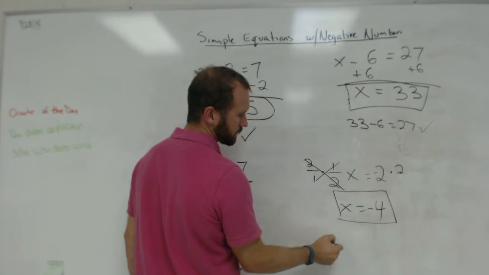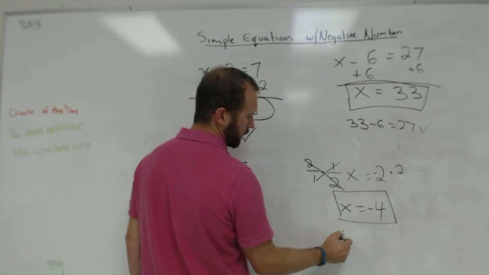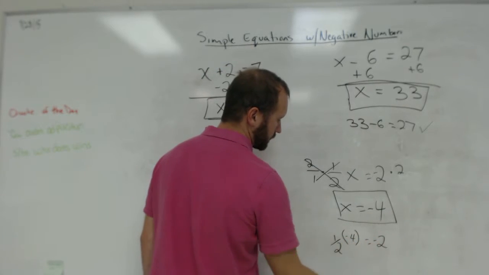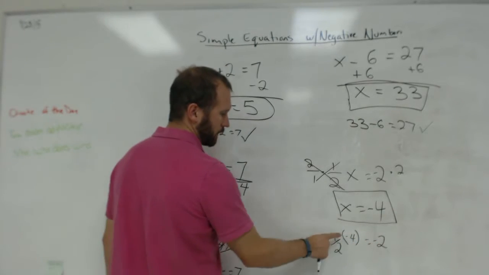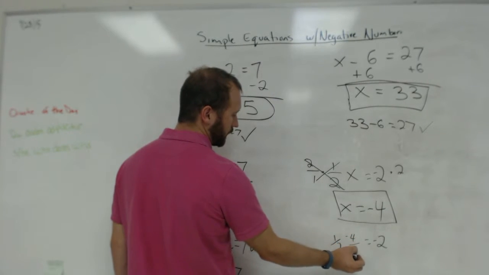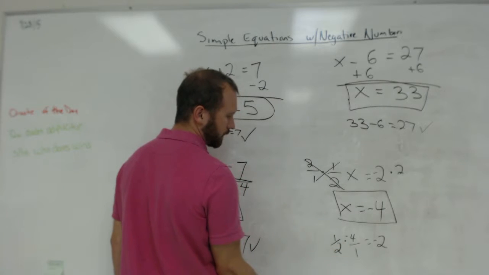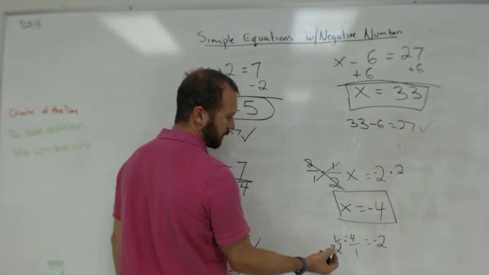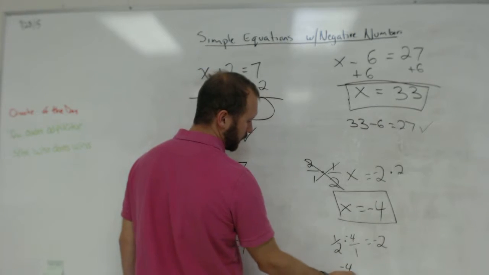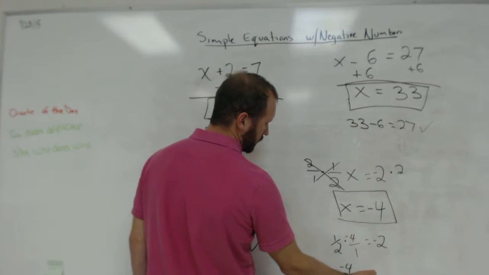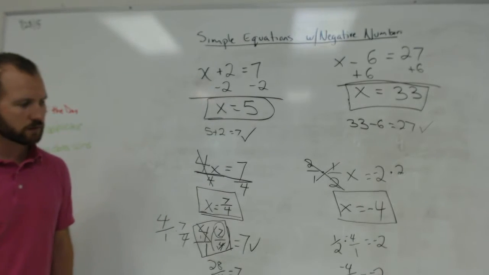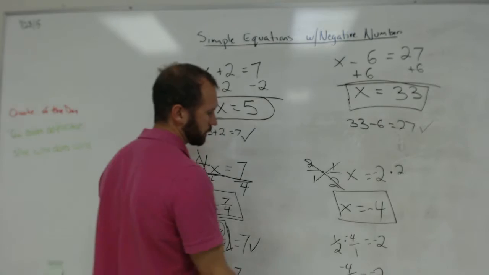Let's see if that checks. 1/2 times negative 4 equals negative 2. So again, let's think about this as negative 4 over 1. We're multiplying. We have 1/2 times negative 4 over 1. That's the same thing as negative 4 over 2. Does negative 4 over 2 equal negative 2? Is that true? Yes.